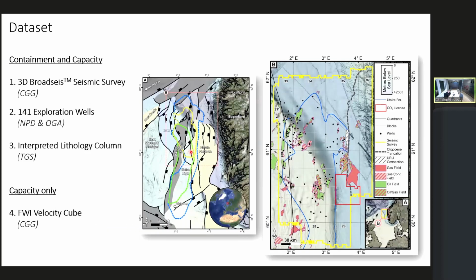So in terms of the data set, we're focusing on the northern part of the aquifer, the northern half. And the limit of our study area is defined by the limits of the BroadSeis seismic survey of the North Viking Graben, which is in this yellow box here. We use 141 exploration wells, mostly from Norway, but there are a few in this little sliver here from the UK. And we also have an interpreted lithology column from TGS through their FACIES Map Browser tool. We also have an FWI velocity cube, and we use that in the capacity study, but I'll go through that when I come to it, because I'm starting off talking about containment.